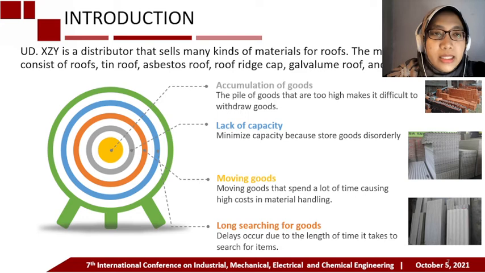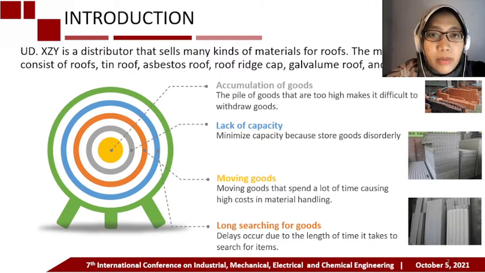The problem in this study: we have UD-XYZ. UD-XYZ is a distributor that sells many kinds of materials for roofs. The materials consist of roofs, tin roof, asbestos roof, roof ridge cap, film roof, and spandex roof.